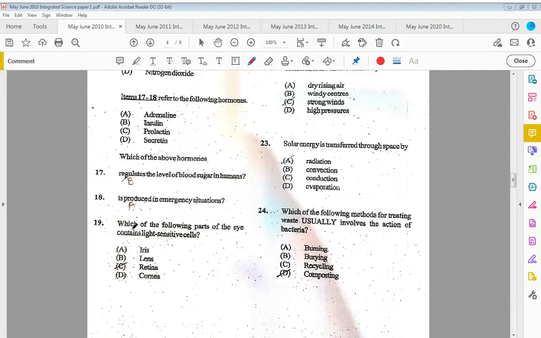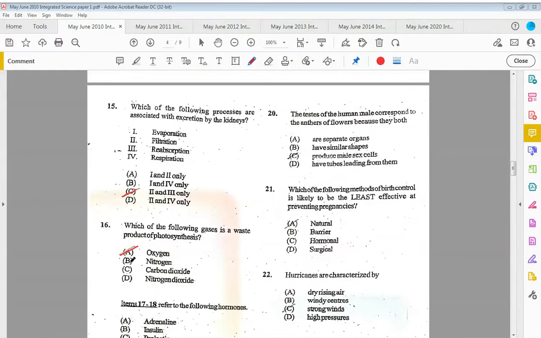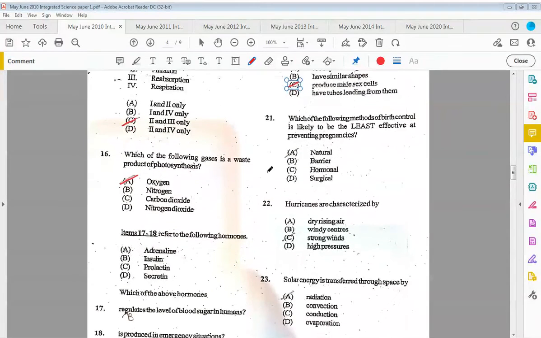19. Which of the following parts of the eye contains light sensitive cells? We know that would be the retina, where we have the rods and the cones. 20. The testes of the human male correspond to the anthers of flowers because they both produce the male sex cells. So from the testes we have sperm, and from the anthers we get the pollen.